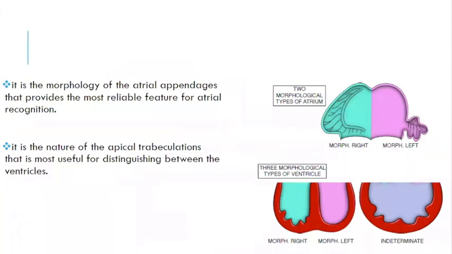The morphology of the atrial appendage provides the most reliable feature for atrial recognition, and apical trabeculation is the most useful for distinguishing between the ventricles. We have two morphological types of atrium, right and left. Usually the right atrial appendage is triangular in shape, while the left atrial appendage is more tubular.